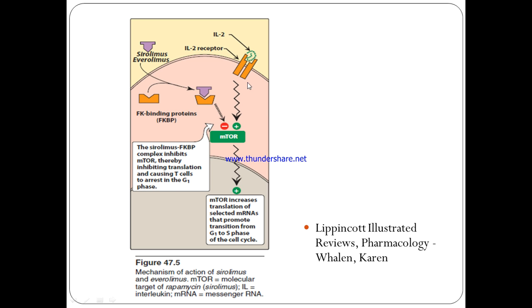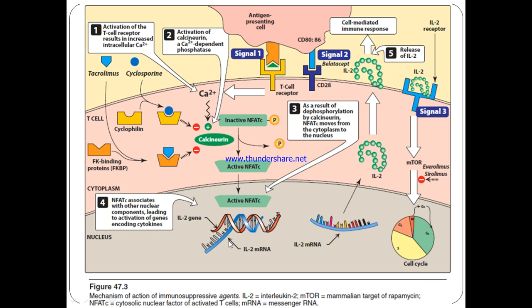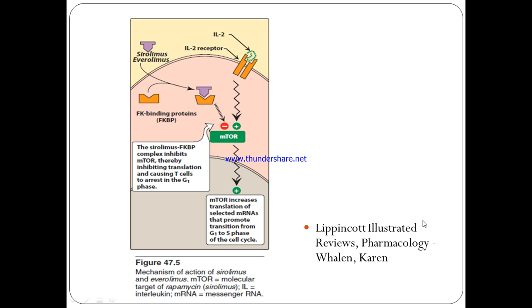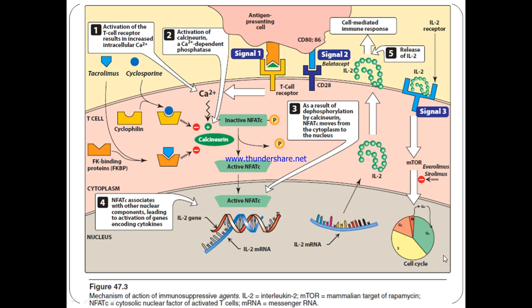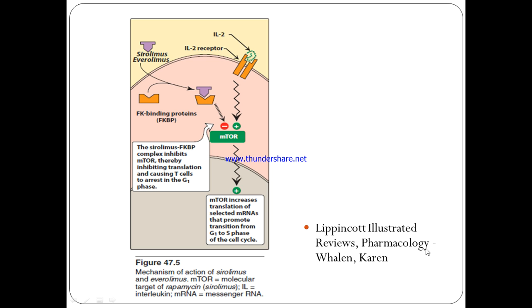Now here we are showing the same thing. The IL-2 receptor causes the activation of mTOR. Now what will happen? mTOR increases the translation of selective mRNA that promotes the transition from the G1 to S phase of the cell cycle. As we have shown here, the G1 to S phase is promoted.